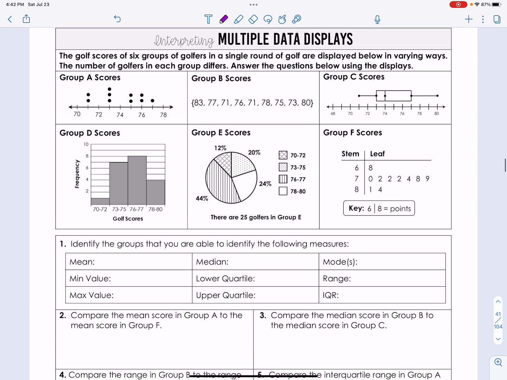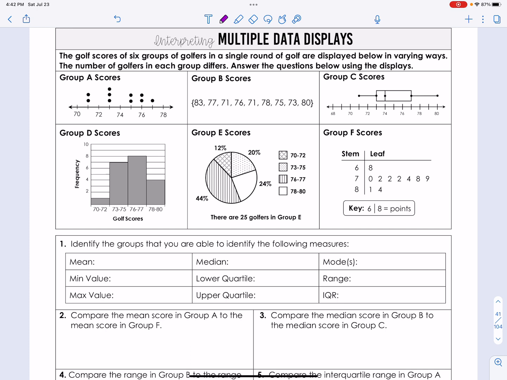Okay, so then we're going to just look at some multiple data. The golf scores of 6 groups of golfers in a single round of golf are displayed in a variety of ways. The number of golfers in each group differs. Consider or answer the following questions using the displays. Identify the groups that you are able to identify the mean.